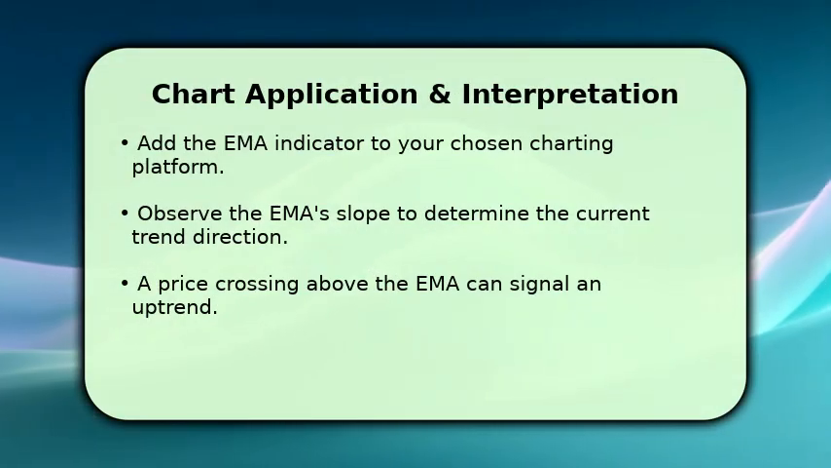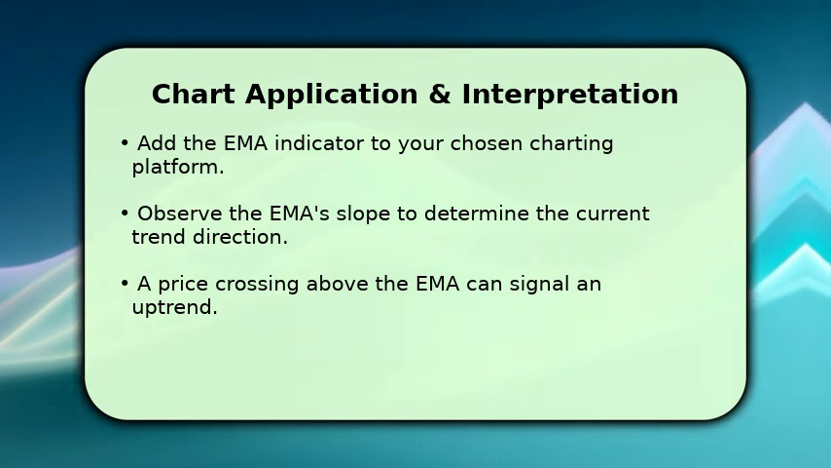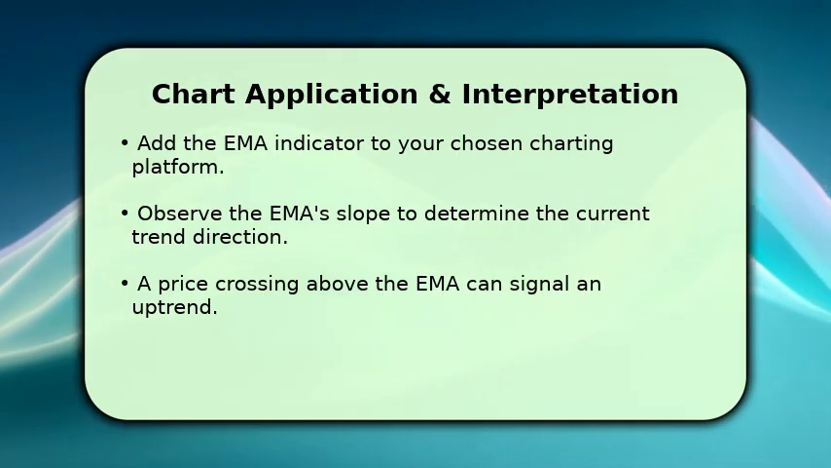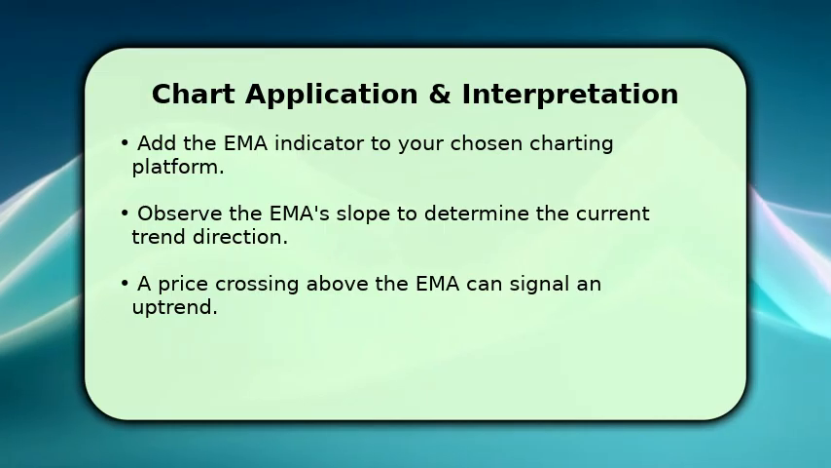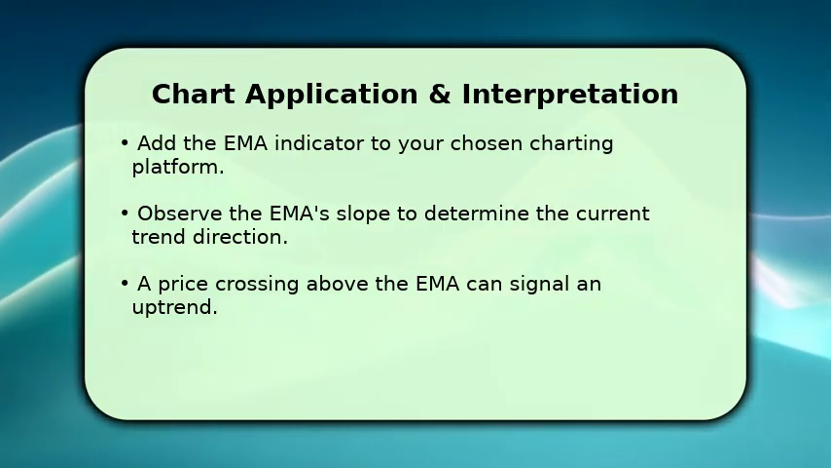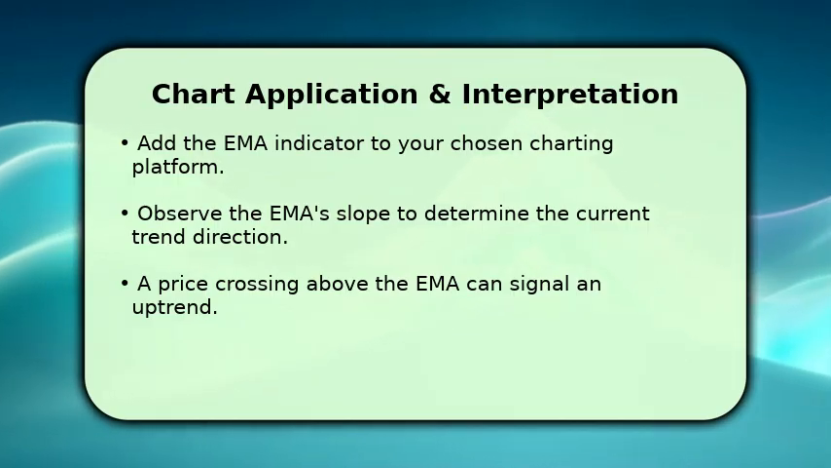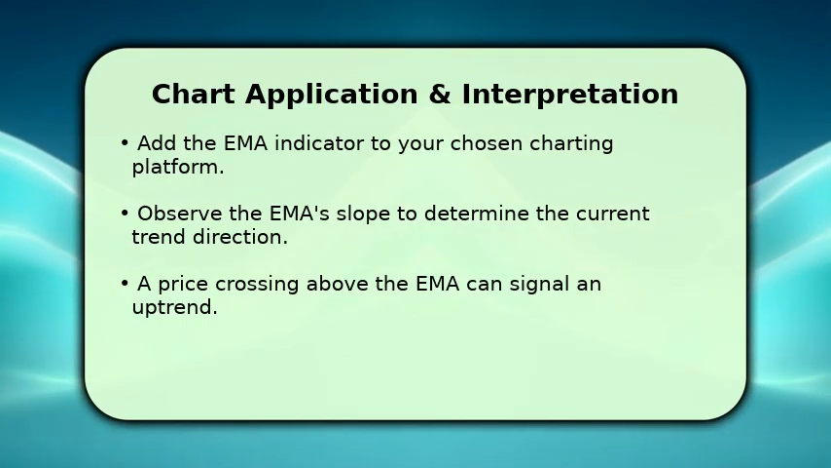Applying the EMA to your chart is straightforward. Most platforms allow you to add it from their indicator list. Once applied, pay close attention to its direction. An upward-sloping EMA suggests an uptrend, while a downward slope indicates a downtrend. When the price crosses above the EMA, it often signals bullish momentum, and a cross below can suggest bearish momentum. Many traders also use two EMAs, like a 10 and a 20, looking for crossovers to confirm signals.